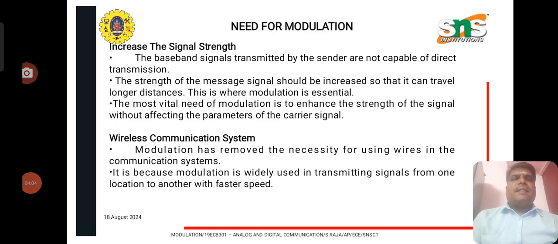Need for modulation. It increases the signal strength. The baseband signals transmitted by the sender are not capable of direct transmission. The strength of the message signal should be increased so that it can travel a longer distance. This is where modulation is essential. The most vital need of modulation is to enhance the strength of the signal without affecting the parameters of the carrier signal. Wireless communication system. Modulation has removed the necessity of using wires in the communication system. It is because modulation is widely used in transmitting signals from one location to another with faster speed.